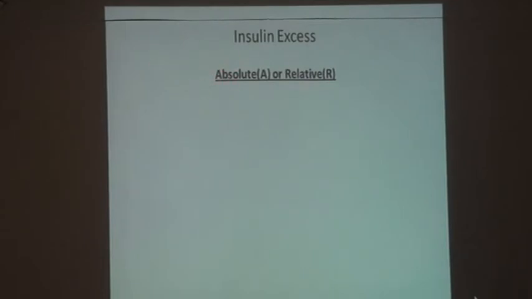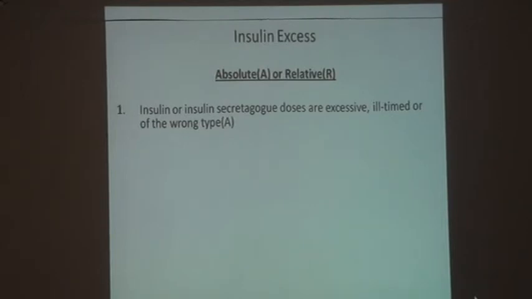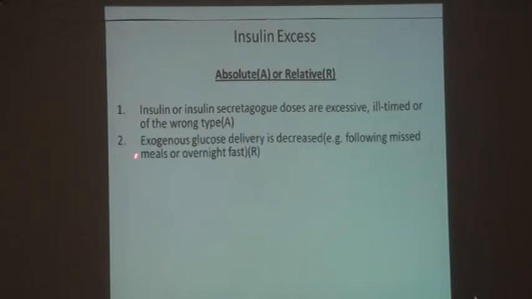Absolute excess and relative excess. We have absolute deficiency and relative deficiency. For the DNB students, insulin or insulin secretagogue doses may be excessive, ill-timed, or of the wrong type. This is absolute excess, three points. The relative ones are when exogenous glucose delivery is decreased, like when you deliberately miss a meal, or were supposed to miss a meal, and overnight fasts, which happen in our country with so many festivals and religious rites.